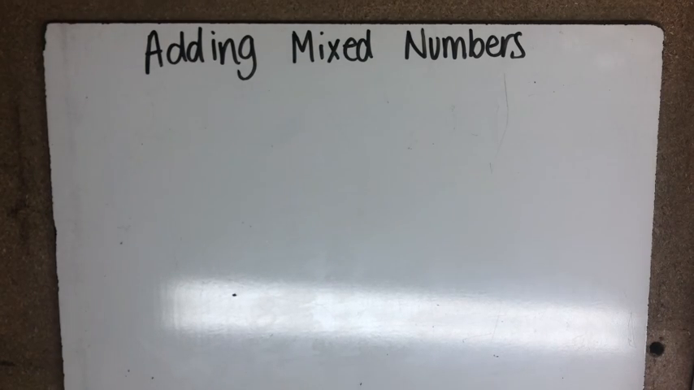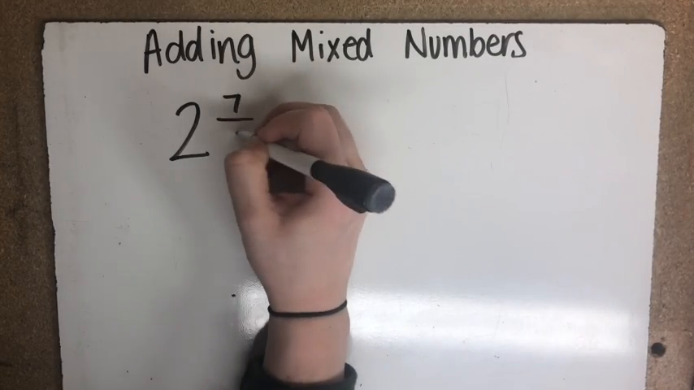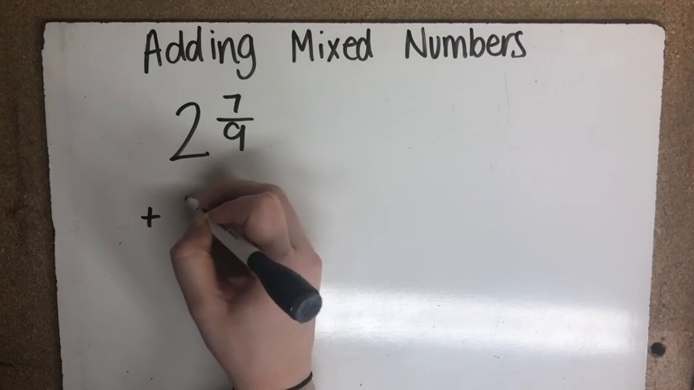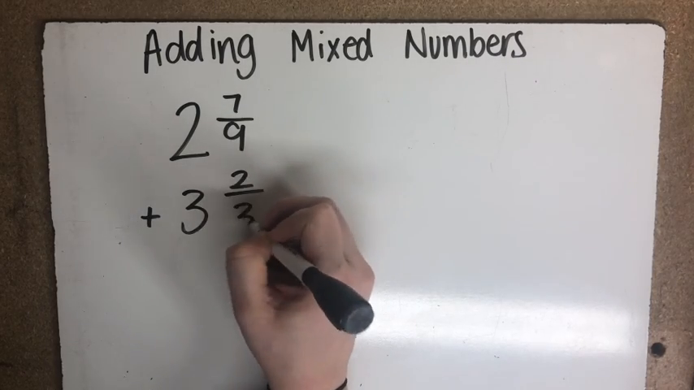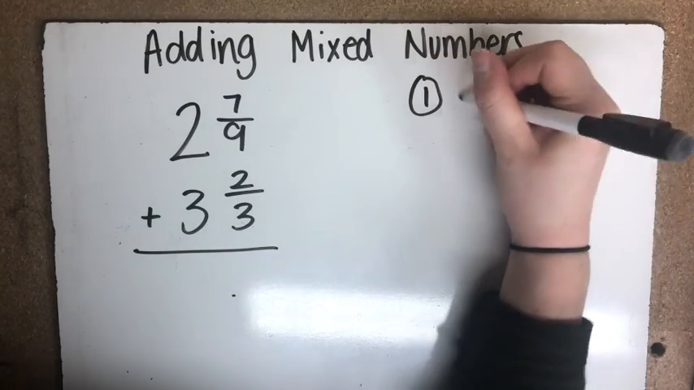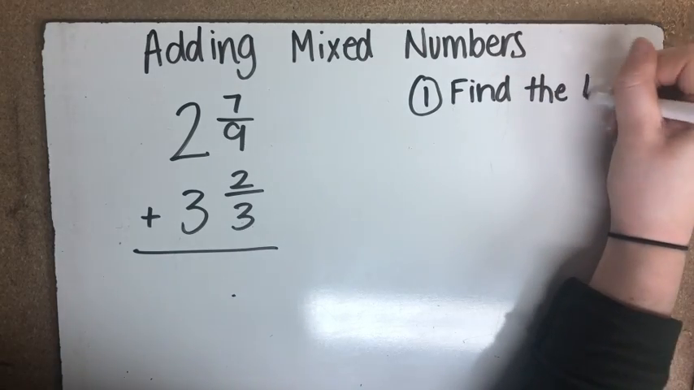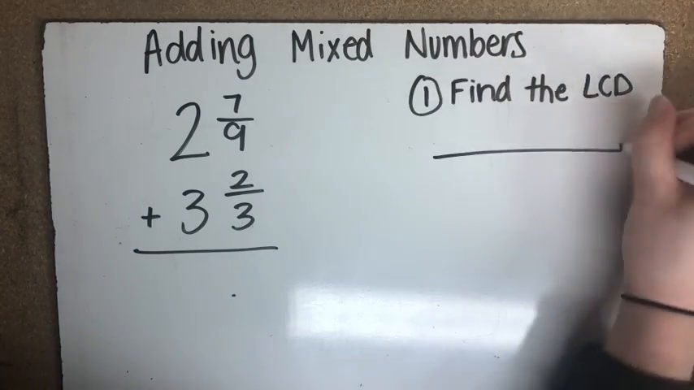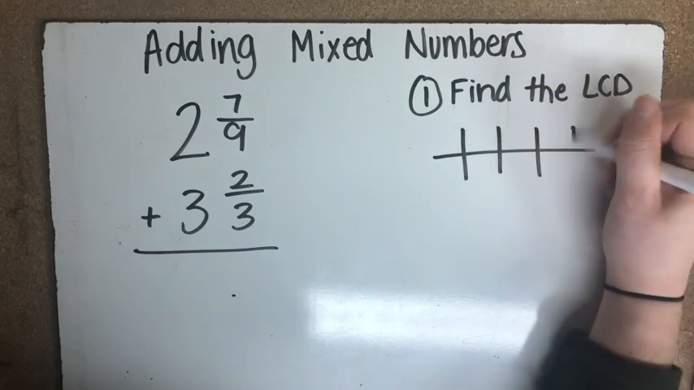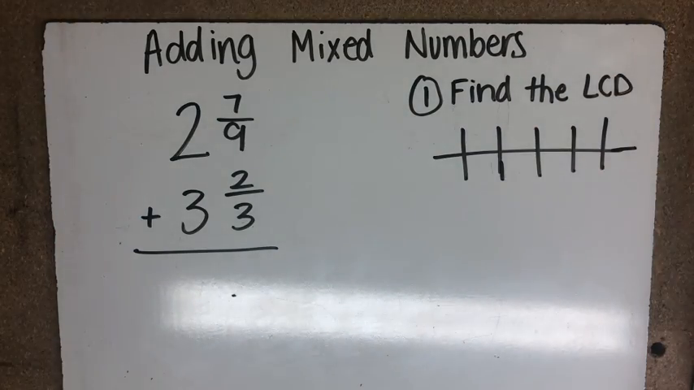Okay, so for this next problem, we're going to look at 2 7/9 plus 3 2/3. Okay, so first let's find the least common denominator. So if you're following along with me on a piece of paper, I want you to set up your chart, and I'll give you a second to fill in that information, and then I will fill it in a moment.